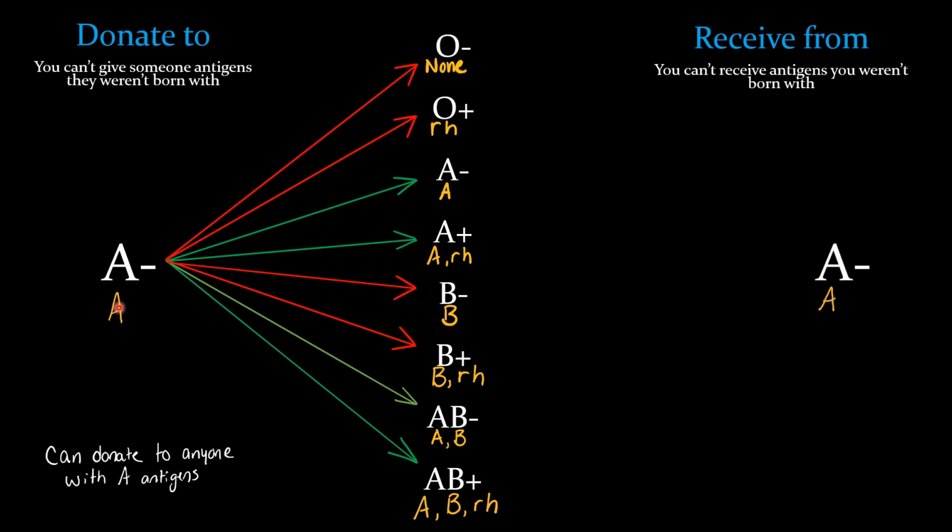Now let's try the receive from end of things. Remember, the only rule, you can't receive antigens you weren't born with. So go right down the list, tell yourself yes or no for every single one.